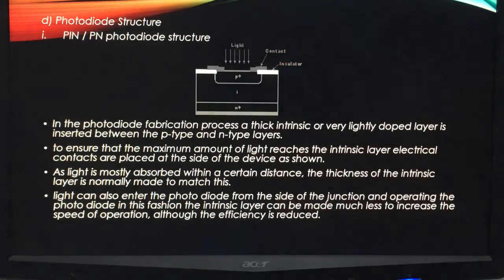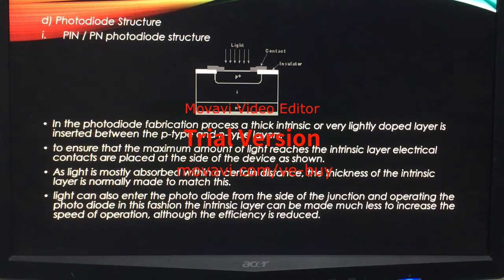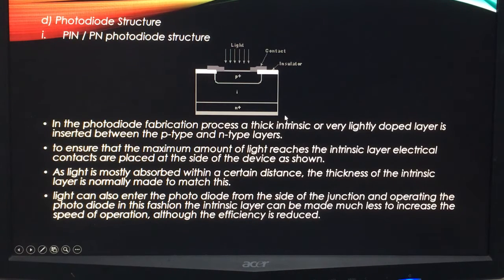Next we're gonna go to the photodiode structure. This is basically the structure of the PIN and PN photodiode. In the photodiode fabrication process, it seems just like other diodes that we have learned before. There's a doped layer. The difference is that the intrinsic layer is thick, or very lightly doped. This is to ensure the maximum amount of light reaches the intrinsic layer. Electrical contacts are placed at the side of the device as shown in the slide.